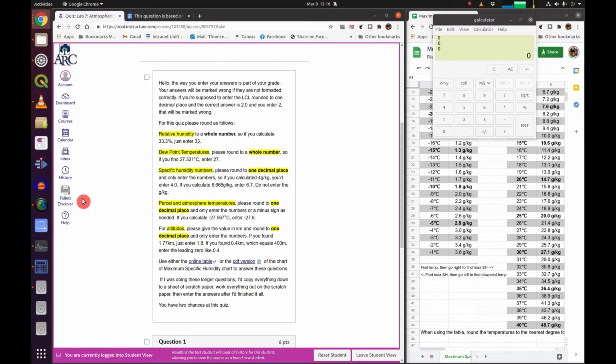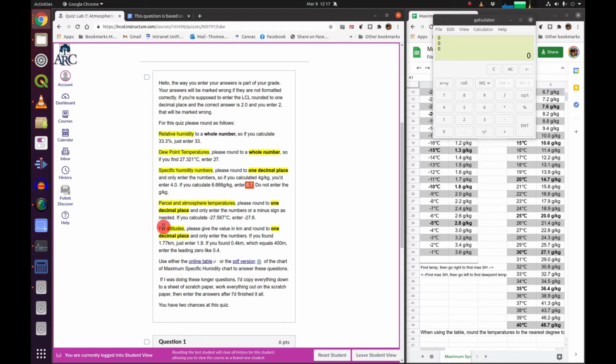Specific humidity, round to 1 decimal place. So if we find the answer is 6.666 grams, enter 6.7, that's rounded to 1 decimal place. Parcel and atmospheric temperatures, please round to 1 decimal place. So if we find the answer is negative 27.567 Celsius, the answer we're going to enter is negative 27.6, rounded to 1 decimal place.